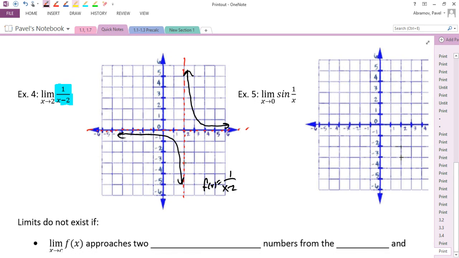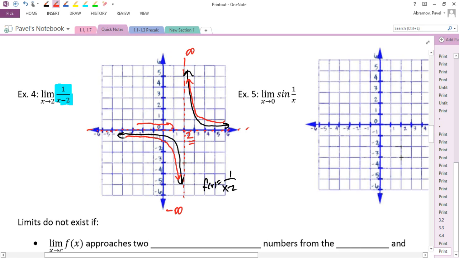Once again, we are approaching 2. This is our key number right here, 2. And if I'm approaching 2 from the left, we can drag this function from the left, and we see that we're going down, down, down. We're actually going to negative infinity. And if I'm approaching the same number from the right, I'm dragging this line from the right, but I'm going all the way up. I'm going to positive infinity. So if I'm going from the left, I'm going all the way down to negative infinity. If I'm going from the right, I'm going all the way up to positive infinity.